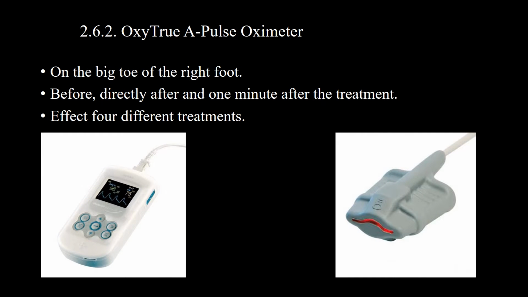Oxygen through a pulse oximeter. In order to measure the oxygen content in the lower extremities, we made use of the oxygen through a pulse oximeter. The researcher placed the oximeter on the big toe of the right foot.